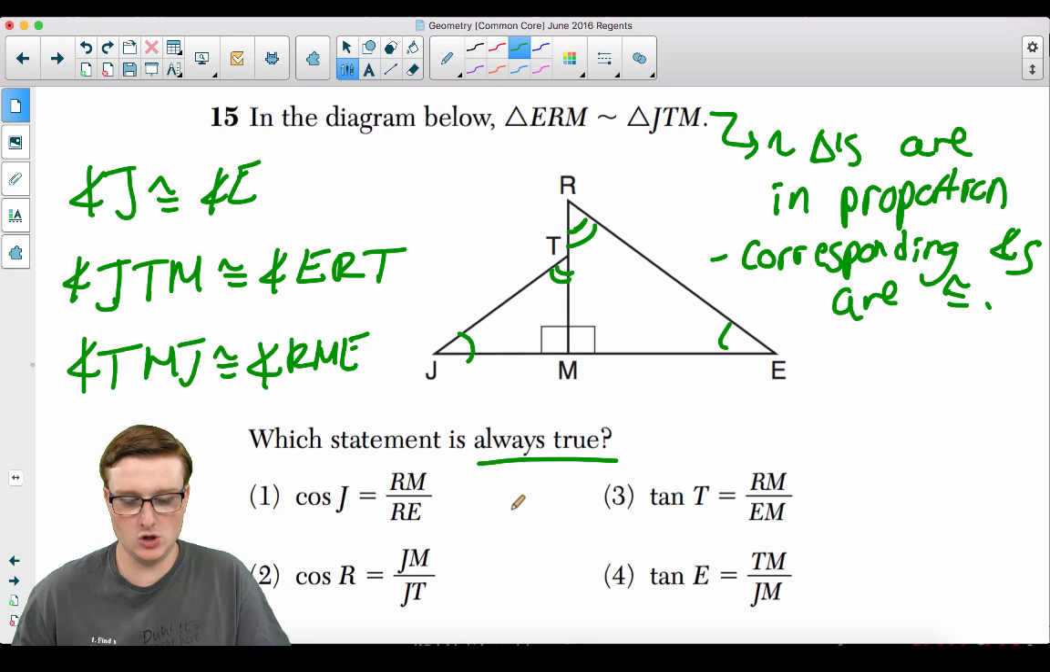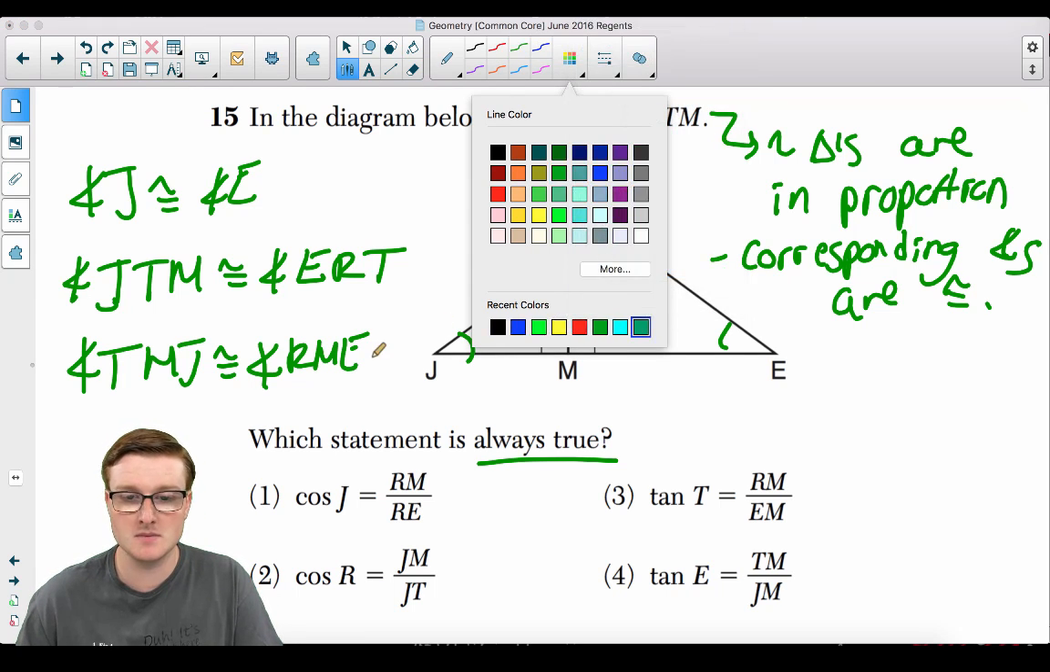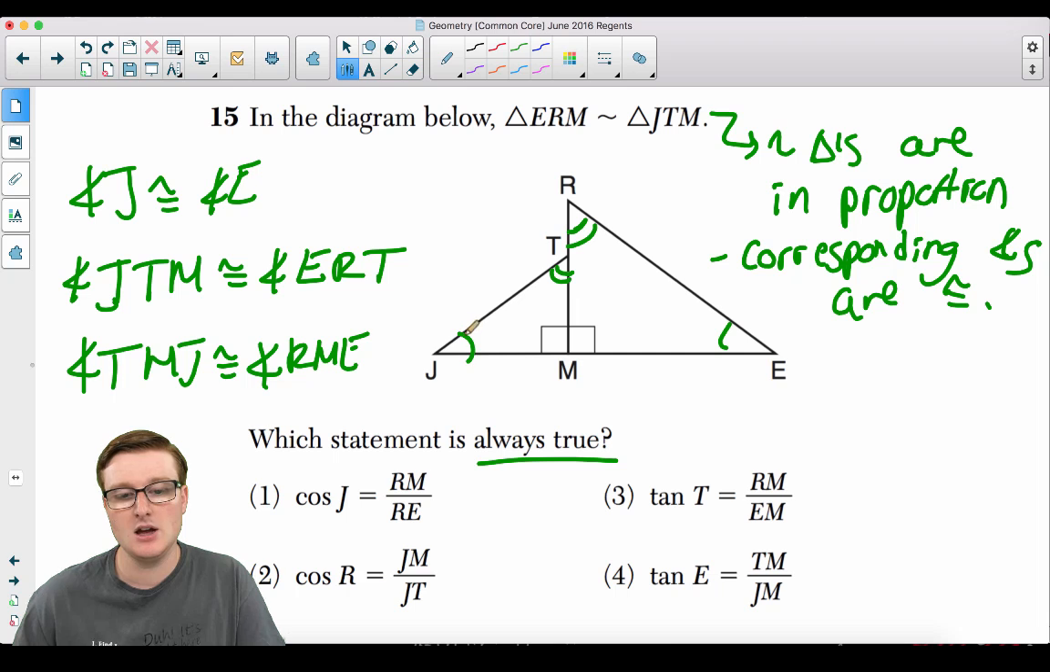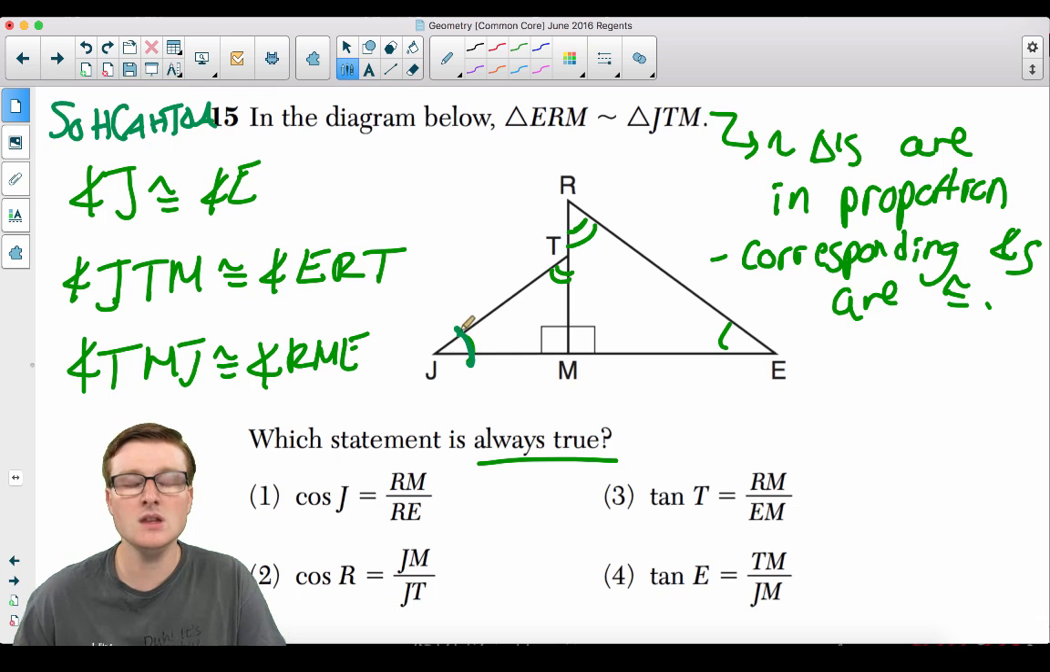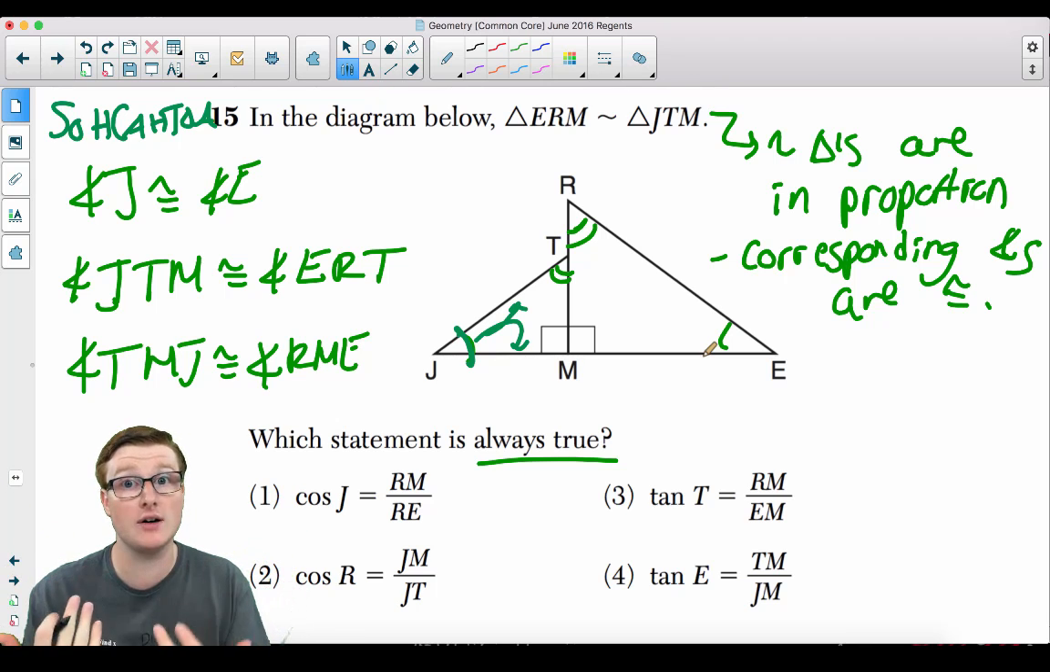It says, which statement is always true? Okay. Let's take a look at choice 1. It says here that the cosine of J. So if we take the cosine of J, we are using SOHCAHTOA, by the way. The cosine of J should be the adjacent, which is JM, over the hypotenuse, which is JT. But if you look at the answer choices, all of a sudden they're talking about RM and RE. That's not even in the same triangle, so what are they talking about?